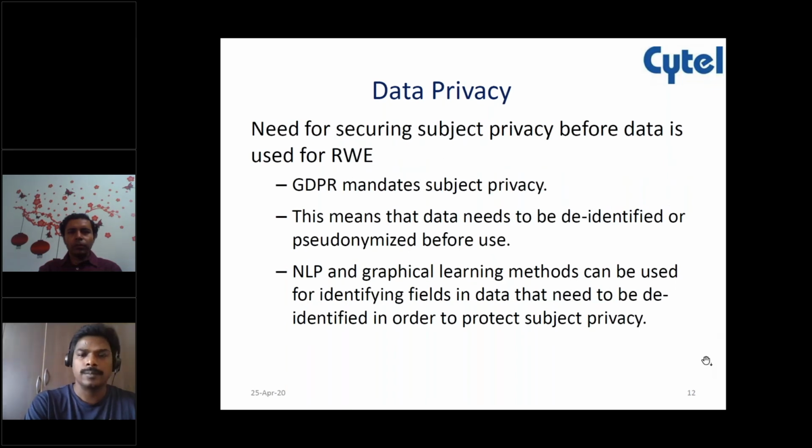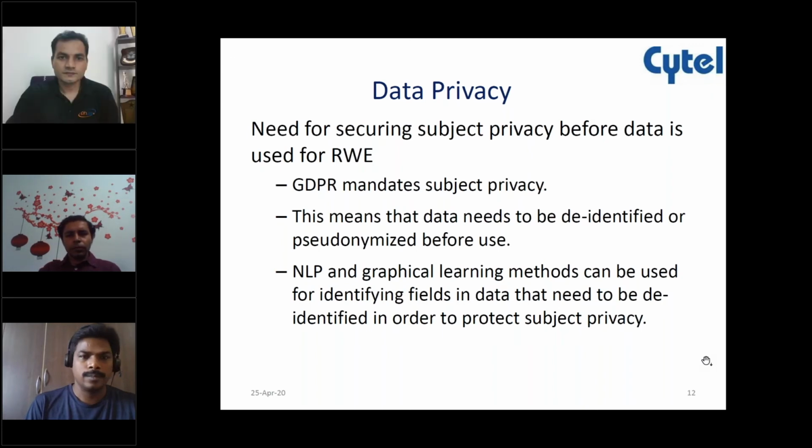A third problem is data privacy. I think someone also talked about that. Privacy of subjects has to be considered, and such analysis cannot inadvertently compromise that. We heard about GDPR regulations mandating this. As a consequence of this, subject data has to be anonymized before it can be used.